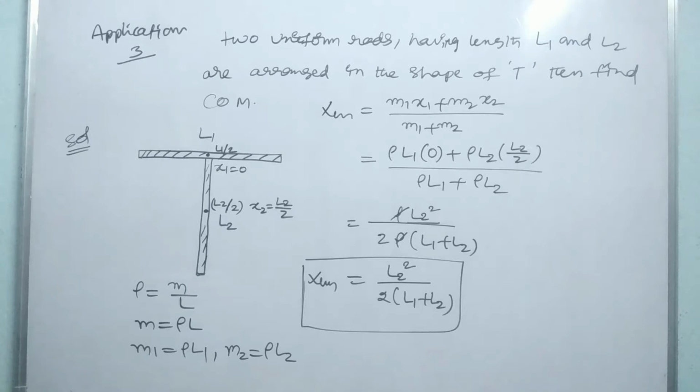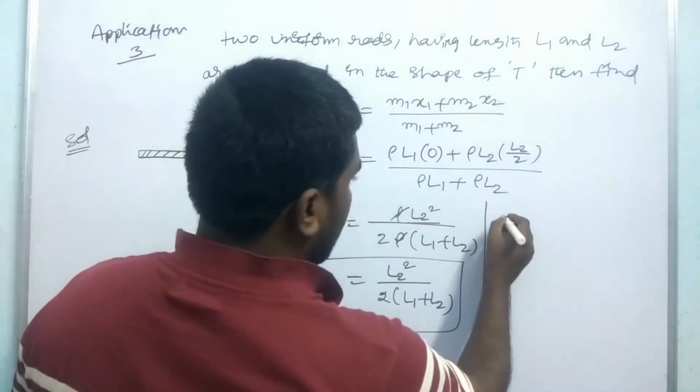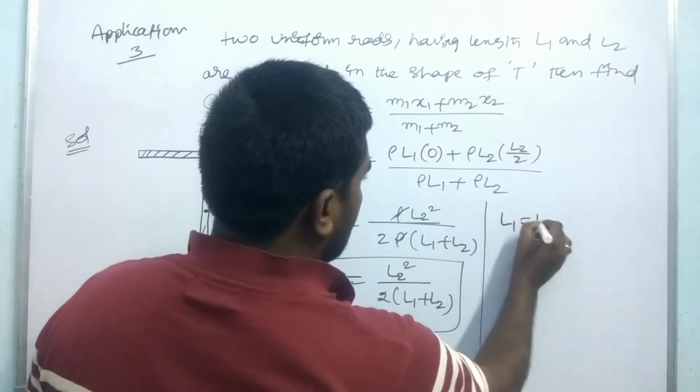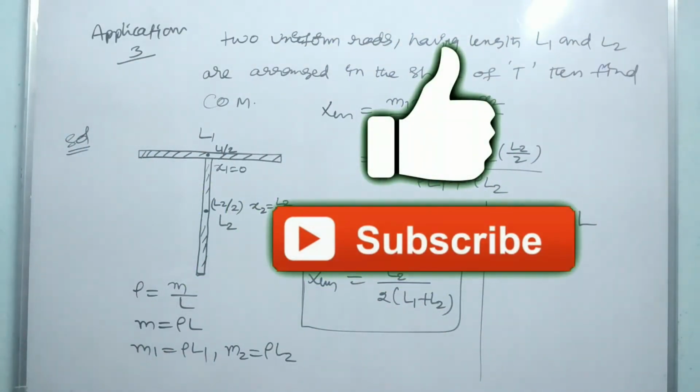One more important thing you have to note here. If two rods have the same length, L1 is equal to L2 is equal to L, then what is the center of mass?